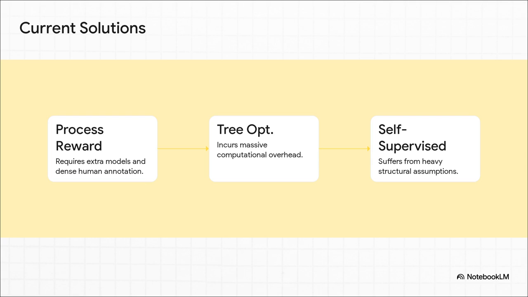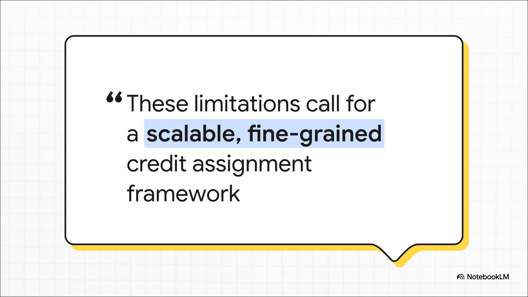The second approach is tree-structured optimization that maps out branching trajectories, but it incurs massive computational overhead that just does not scale well when you have multi-turn settings. And finally, self-supervised methods try to guess the signals, but they suffer from heavy bias and really restrictive structural assumptions. Long story short, it's just way too costly and too slow. Okay, let's dive into this directly from the source paper. The authors write, and I quote, "These limitations call for a scalable, fine-grained credit assignment framework that does not rely on extra supervision, heavy computation, and restrictive structural assumptions." Basically, we need an elegant savior here, something mathematically sound that isn't going to totally bloat the training process.